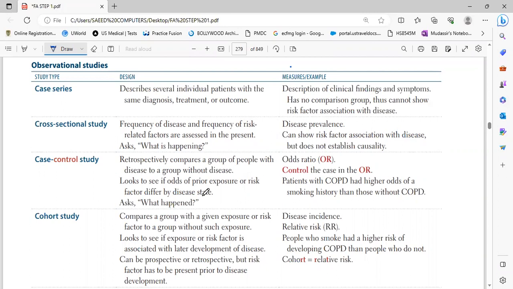Even that is a concept. How many smoke, how many have lung cancer.